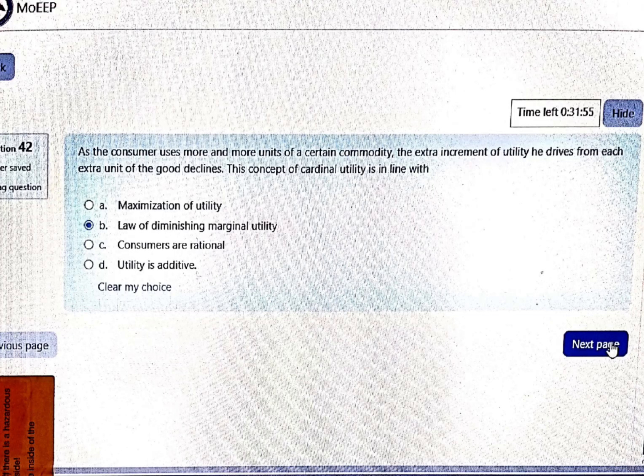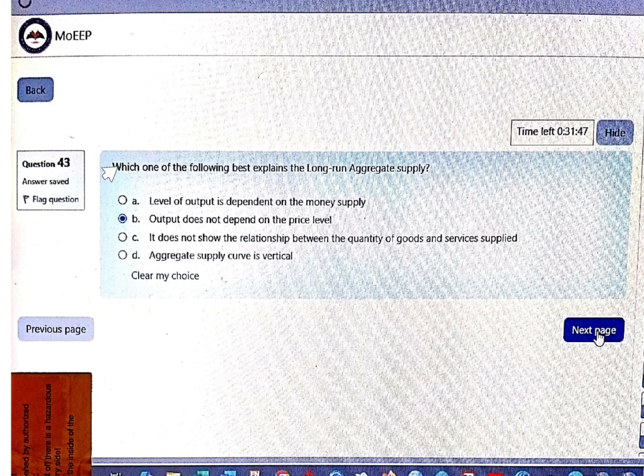Okay, question 43. Which one of the following best explains the long run aggregate supply? A, level of output is dependent on the money supply. B, output does not depend on the price level. C, it does not show the relationship between the quantity of goods and services supplied. D, aggregate supply curve is vertical. The correct answer is D, aggregate supply curve is vertical.